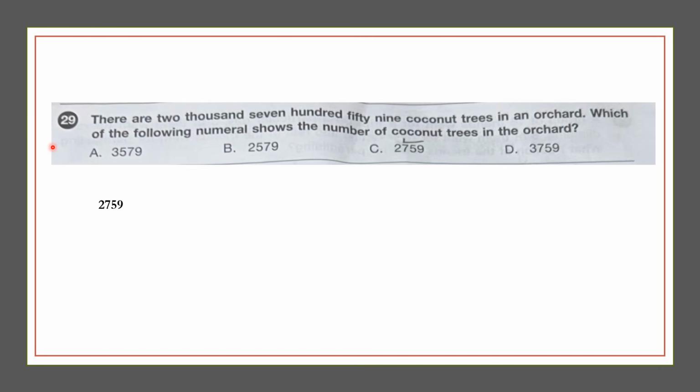Question number 29. There are 2759 coconut trees in an orchard. Which of the following numerals shows the number of coconut trees in the orchard? So 2759, which is option C.